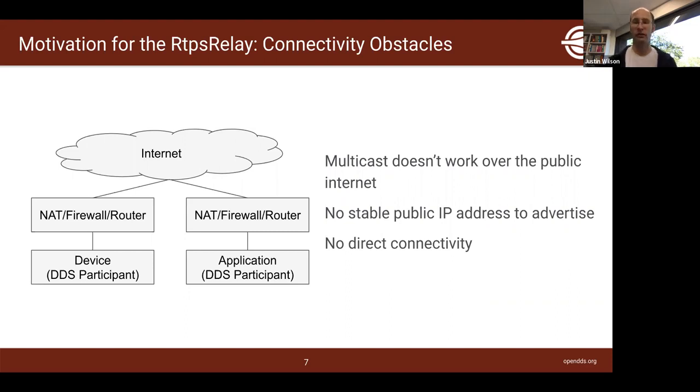And then finally, there's no direct connectivity. So even if the device could advertise its local address, it would just be advertising its local address, not the public address of the NAT firewall. Or it would be advertising its public address as seen by the internet. So we have a problem there, in terms of a number of issues that would prevent RTPS discovery from working as is in the public internet.